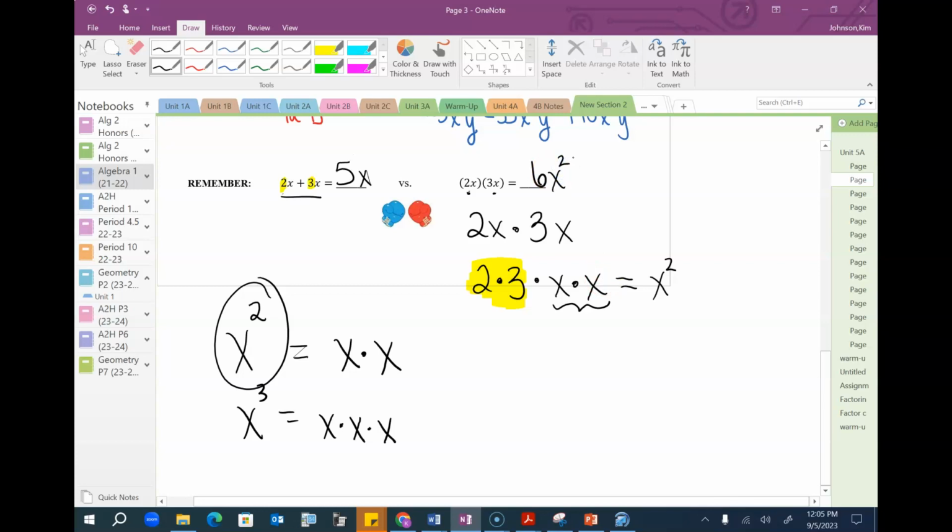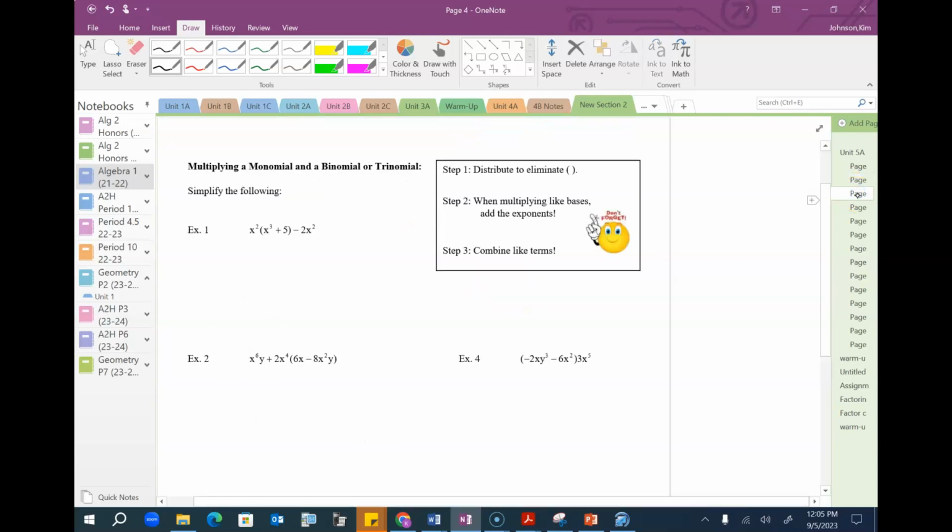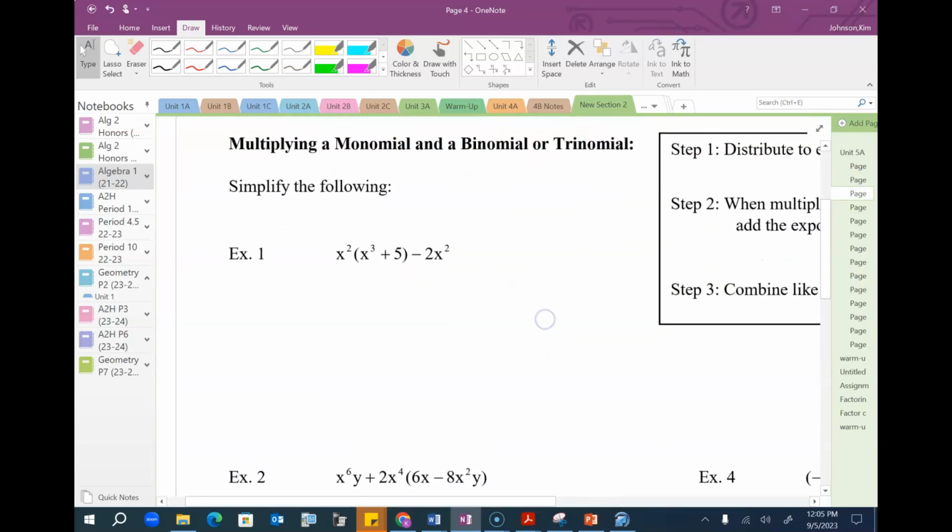So that's 6x squared. Okay, then let's see how that plays out when we start doing more complicated examples. For example, what if I wanted to distribute x squared to this quantity, x cubed plus 5 and then subtract 2x squared? That's going to take a lot of different parts to it.